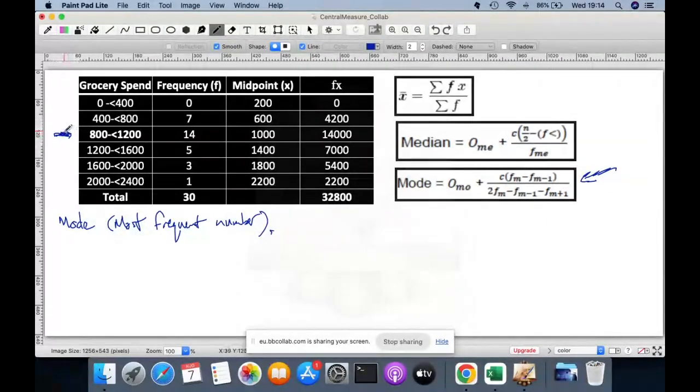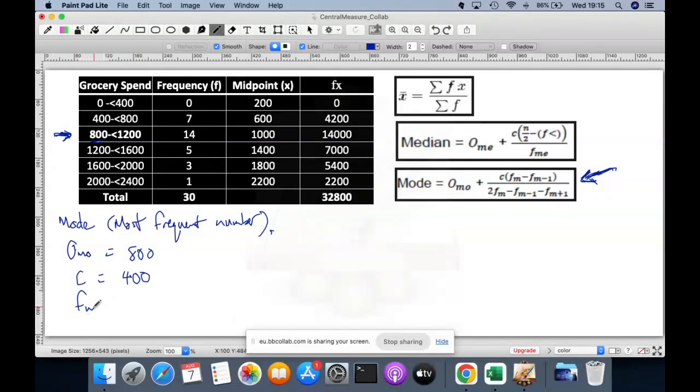You found your modal interval, and just like the median, once you have that interval, all the values in this equation are based on that interval. The first symbol is L_mo, the lower limit of that interval, and that is 800. It's the lowest value that interval could have. The next value is C, just like before, the class width. So 1200 minus 800 is 400. That's the width of the class.